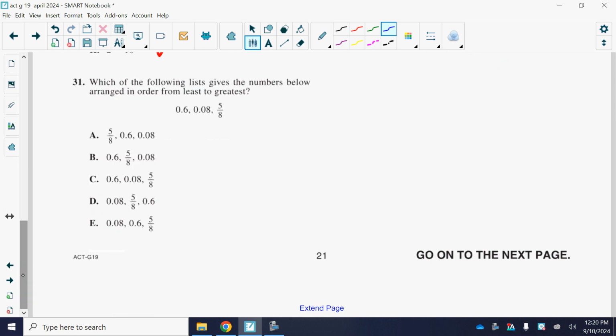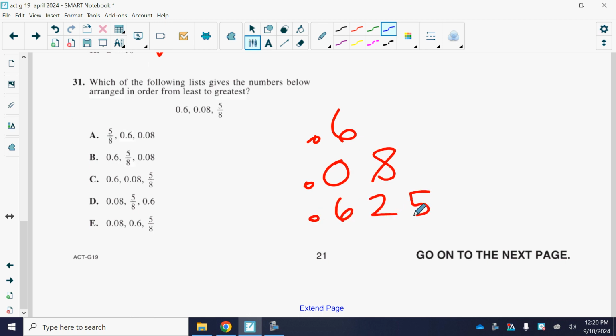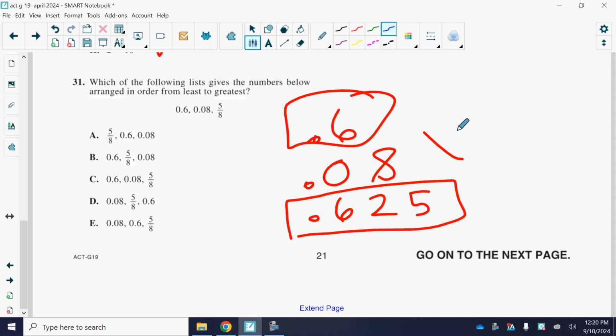Turn them into decimals. 0.6, 0.08, and 5/8 is 0.625. Who's the biggest? That. Who's second? And who's third? 0.08. So be careful reading this. It's from least to greatest. So you go first, you go second, and you go last 5/8. So that's just turning 5/8 into a decimal and going from there.